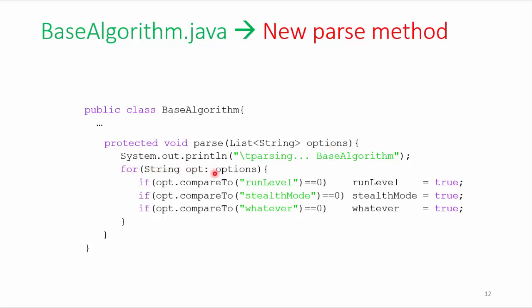And then what we do is we iterate over that list. So for each string opt that represents one of the options in the list of string options, we compare this opt to the name of one of our attributes. So in the case of BayesAlgorithm, we have run level. If the name of run level is mentioned, then we set run level to true. So if it's mentioned several times, we just set run level to true several times. It's not a big deal. If the name that's mentioned is stealth mode, then we set that attribute to true. If the name that's mentioned is whatever, we set that attribute to true.